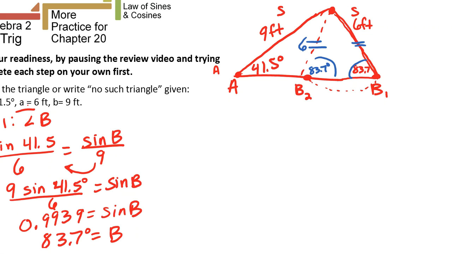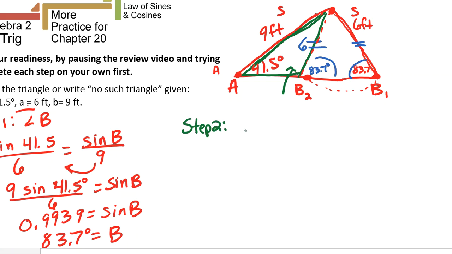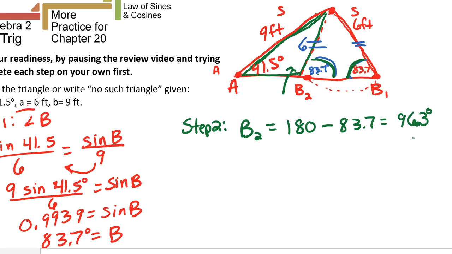So let me use a green stylus. Oops, I guess, is that green? I guess it is. So this is going to be our second triangle. So now we can find angle B2. That's going to be our step 2. Angle B2 is the supplement of angle B1 because these two angles are both 83.7s. So I take the supplement of this angle, and it looks like we'll get 96.3. You can use your calculator, of course.